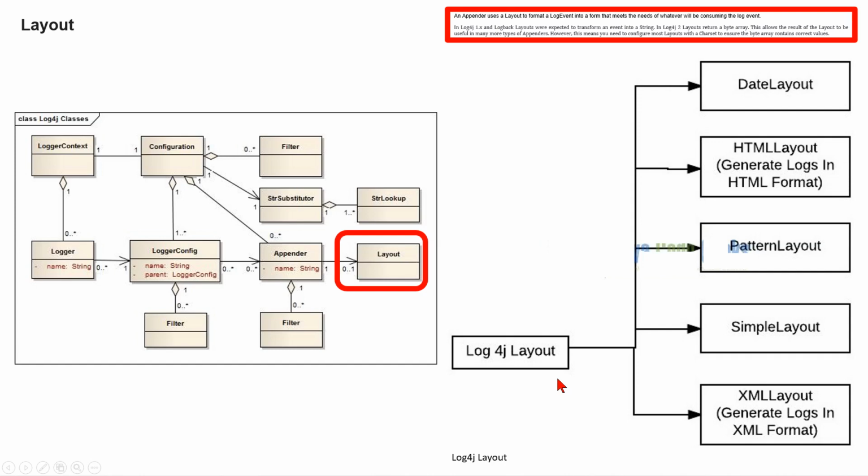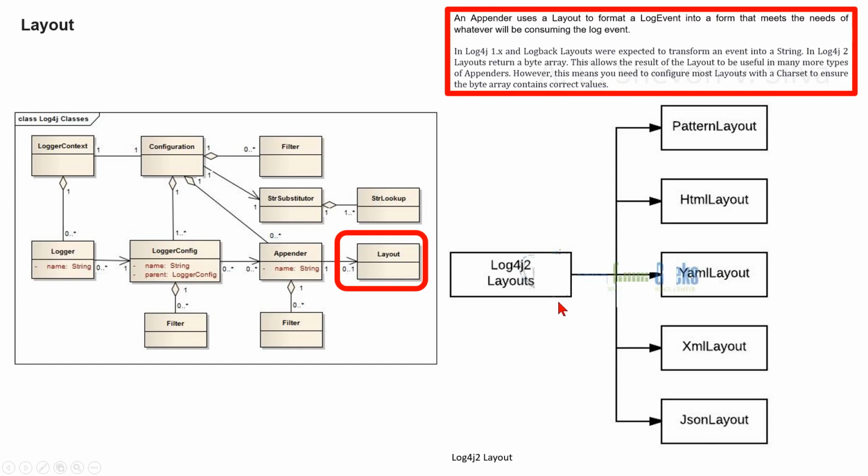Layout has direct known subclasses: DateLayout, HTMLLayout, which generates logs in HTML format, PatternLayout, SimpleLayout, and XMLLayout, which generates logs in XML format. Here you can see Log4j 2 layouts.